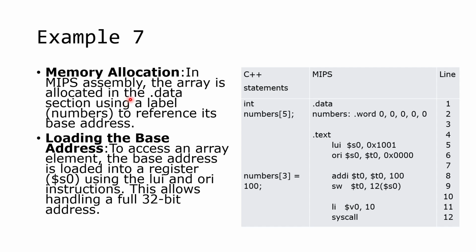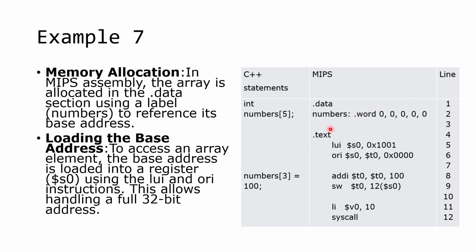In MIPS assembly, the array is allocated in the .data segment, using a label. In this example, the label is numbers, to reference its base address. The array numbers indicates the location, or base address, of that array. Then we declare it with the data type .word, which means each of these values will be stored as one word.